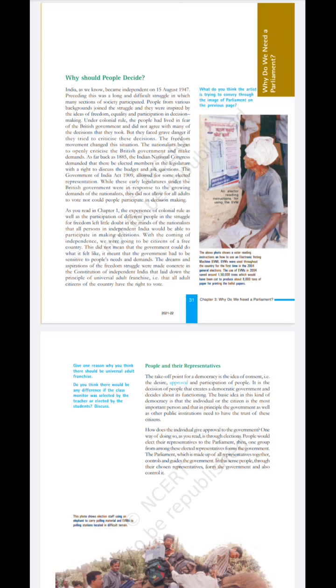The freedom movement changed the situation. The nationalists began to openly criticize the British government and make demands. As far back as 1885, the Indian National Congress demanded that there be elected members in the legislature with a right to discuss the budget and ask questions. The Government of India Act 1909 allowed for some elected representation. These early legislators under the British government were in response to the growing demands of the nationalists. They did not allow for all adults to vote, nor could people participate in decision making.